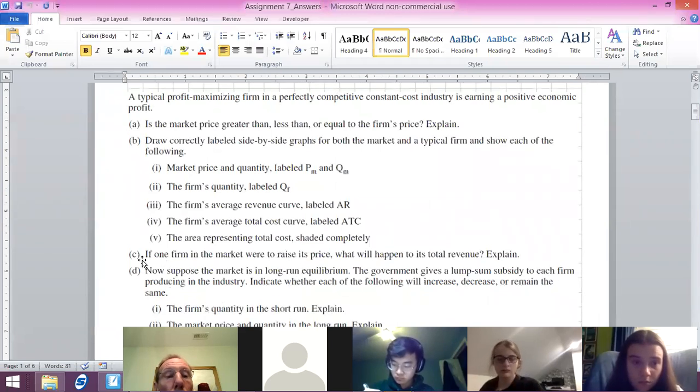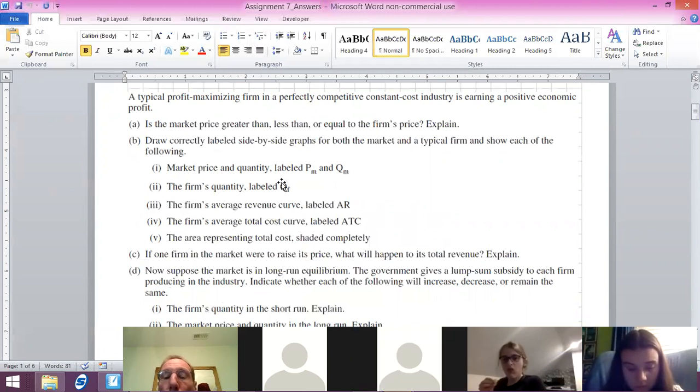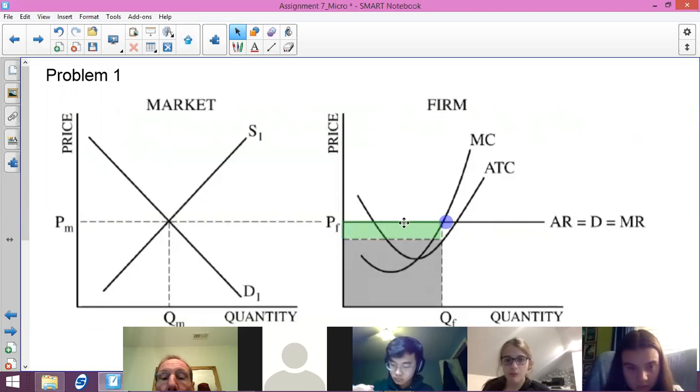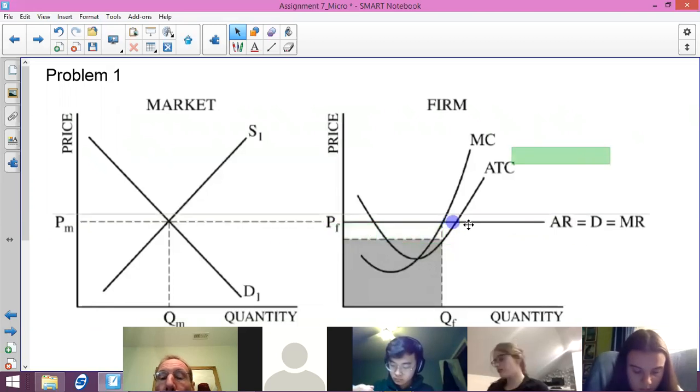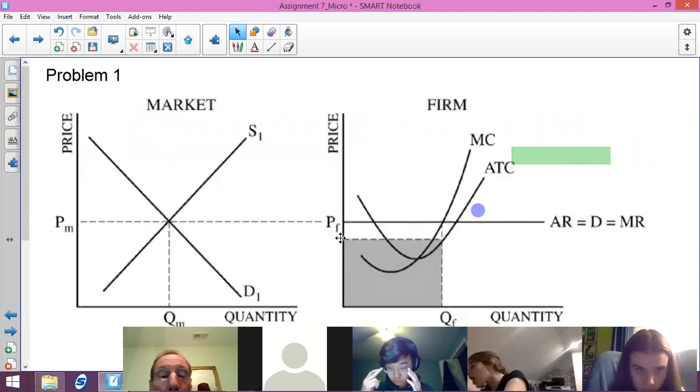Okay, so now part C, if one firm in the market were to raise its price, what will happen to that firm's total revenue? Well, it would go to zero, because the price here for the firm is perfectly elastic, which means if one firm were to raise their price above the market price, they would lose, theoretically, they would lose all of their customers, and their revenue would go to zero, okay?